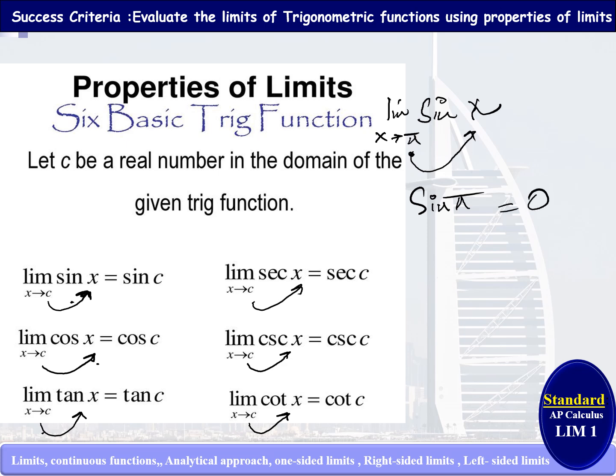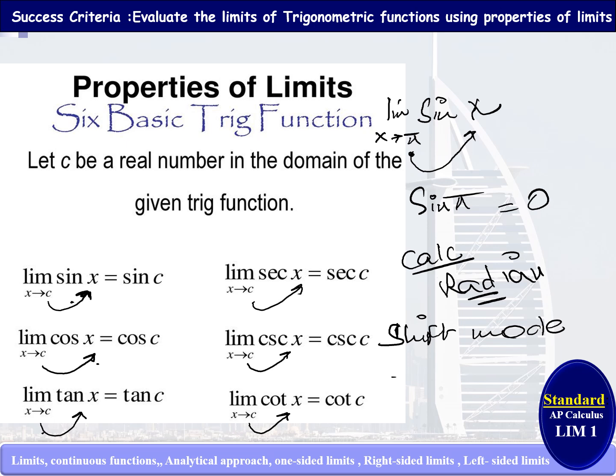But remember that your calculator must be in radian mode. It should be in radian mode. In a scientific calculator, normally if you press shift mode, then degree will be, I guess, on the 3 and radian on the 4, or the opposite, I am not sure. So just after the shift mode, search for radian. Wherever the radian is written, press that number.